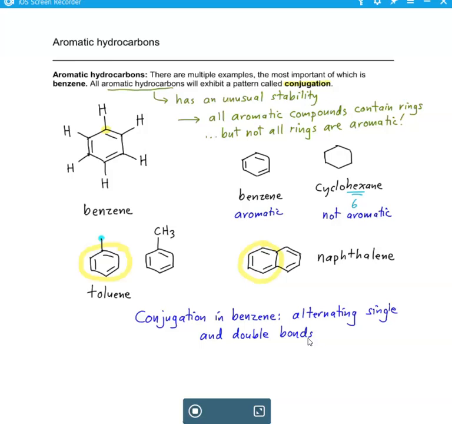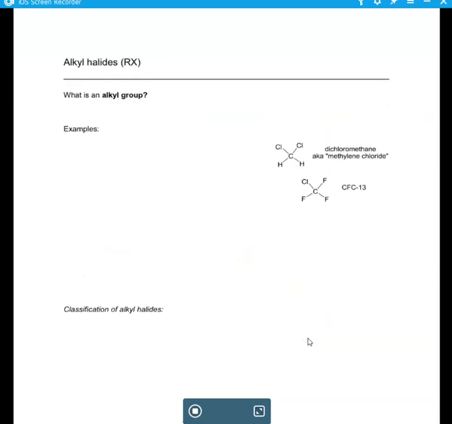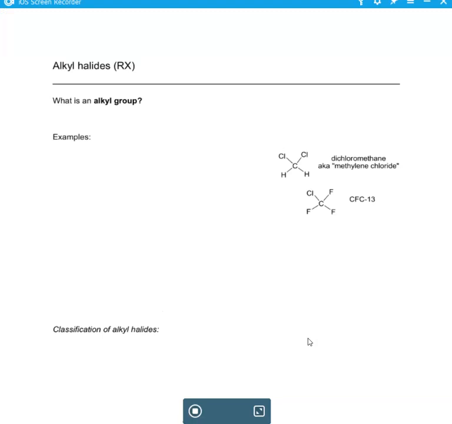Okay, let's take a look at some other types of compounds. So hydrocarbons have only carbon and hydrogen in them. All other organic molecules are going to include heteroatoms. Remember, a heteroatom is something that's not carbon. So we're going to start with a class of compounds that we're going to see a whole bunch of later on in the semester, and these are called alkyl halides.